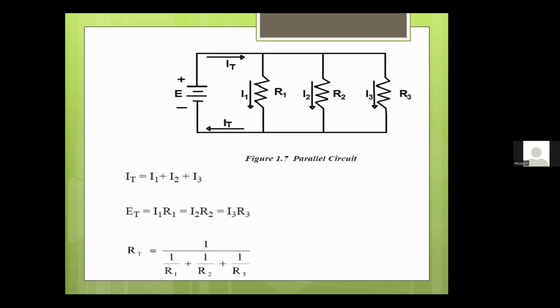This shows a parallel circuit. The currents can be added together to give the total current. The total resistance can be calculated from this formula.